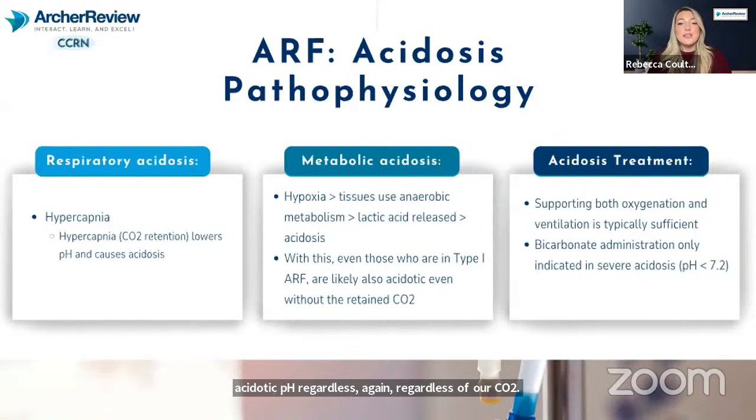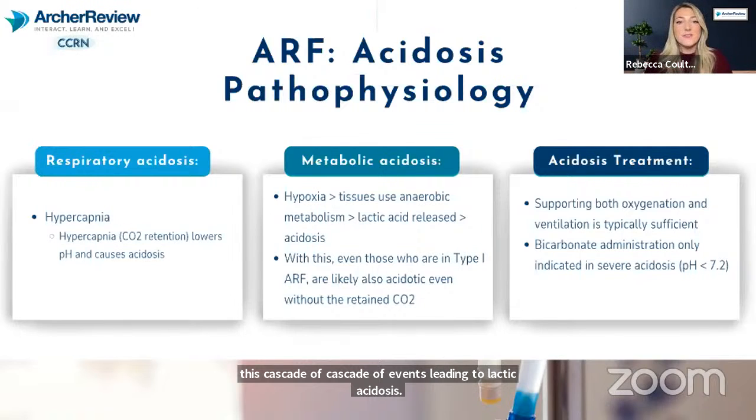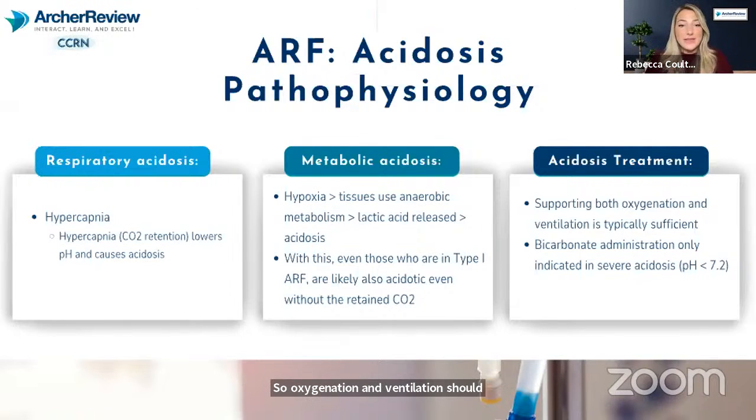Acidosis treatment, we're going to make sure that we're supporting both oxygenation and ventilation. That's typically sufficient. If we can support our ventilation and let those in type 2 respiratory failure breathe off all their CO2, we'll fix respiratory acidosis. If we can support oxygenation for those in type 1 respiratory failure and type 2, then we can help with this cascade of events leading to lactic acidosis. So oxygenation and ventilation should be sufficient to fix our acid-base imbalance.